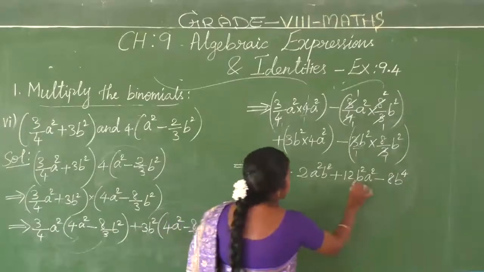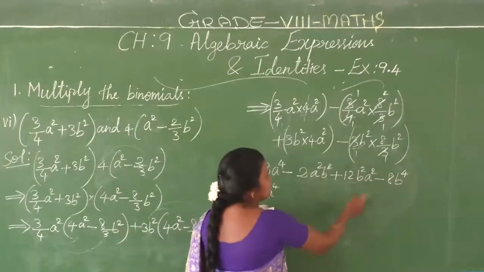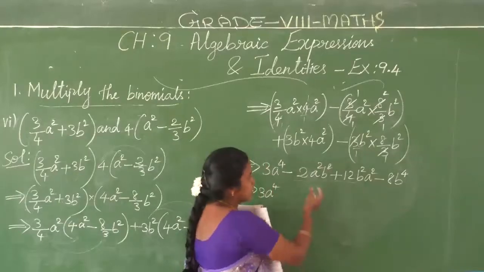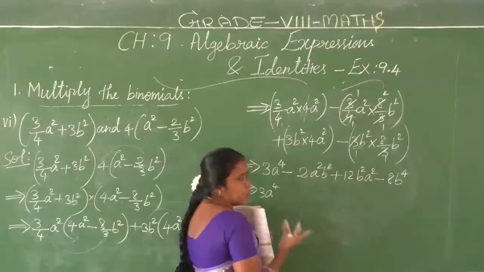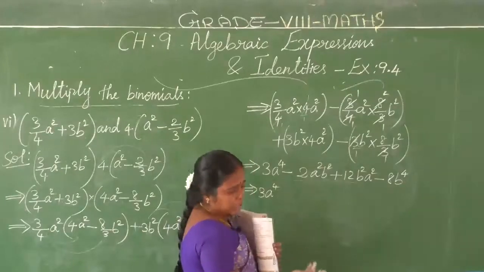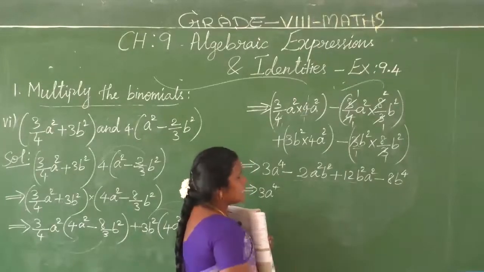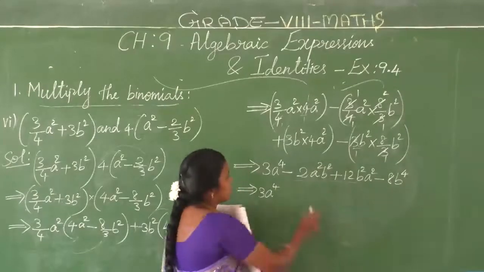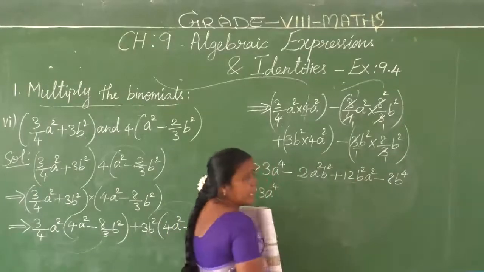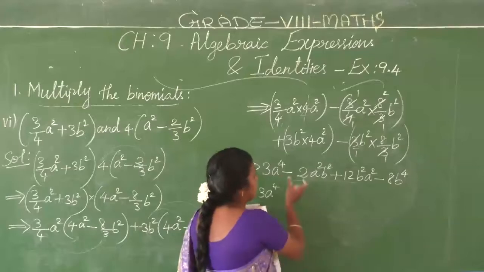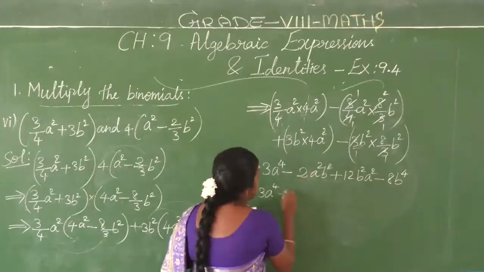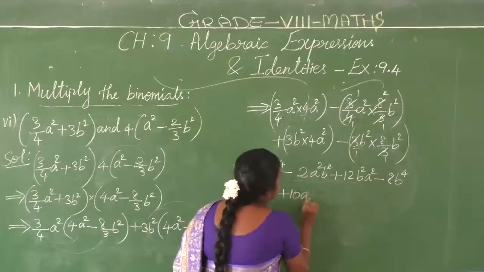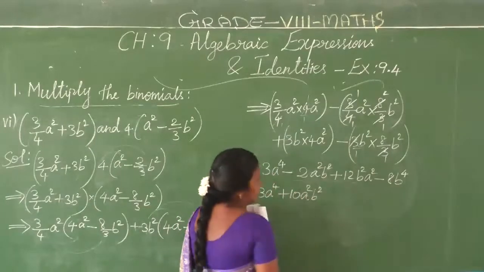But if you consider this, a square b square, a square b square, commutativity, both are the same only. A into b, b into a, both are the same only. Commutativity is suitable for integers under multiplication. So both are like terms only, we can combine them and simplify. So minus 2, here plus 12. If you simplify, what comes? Plus 10. Plus 10 a square b square combined.